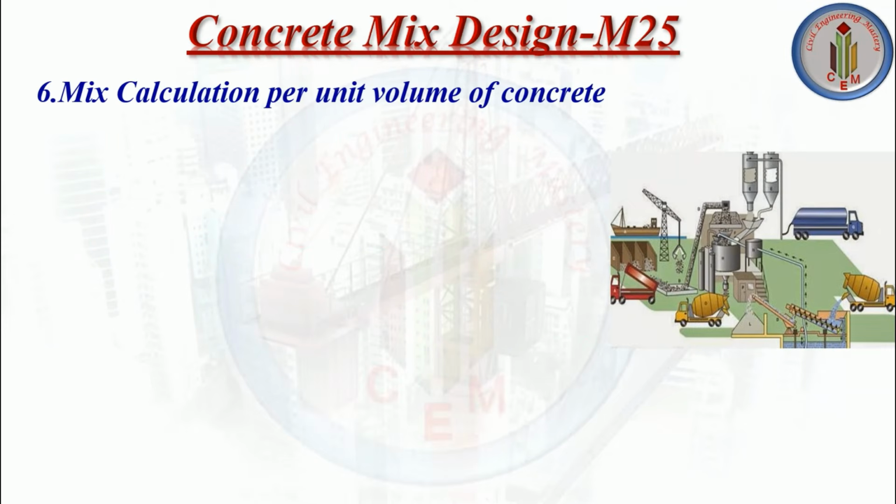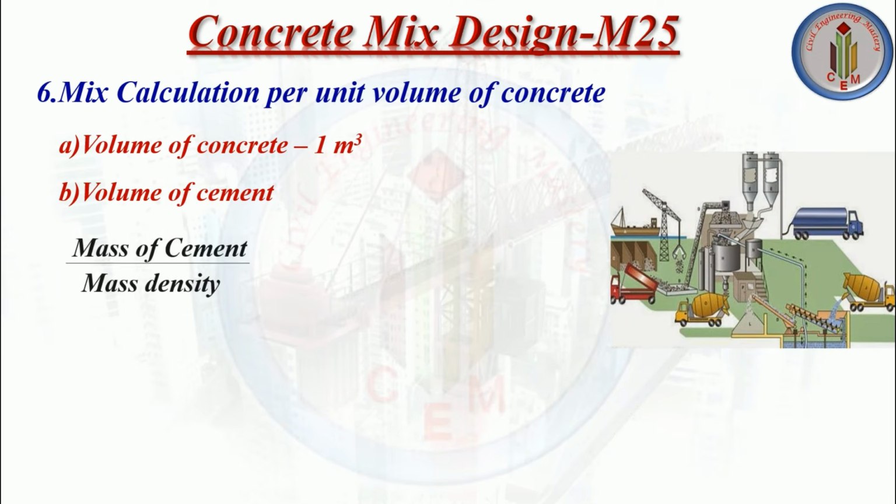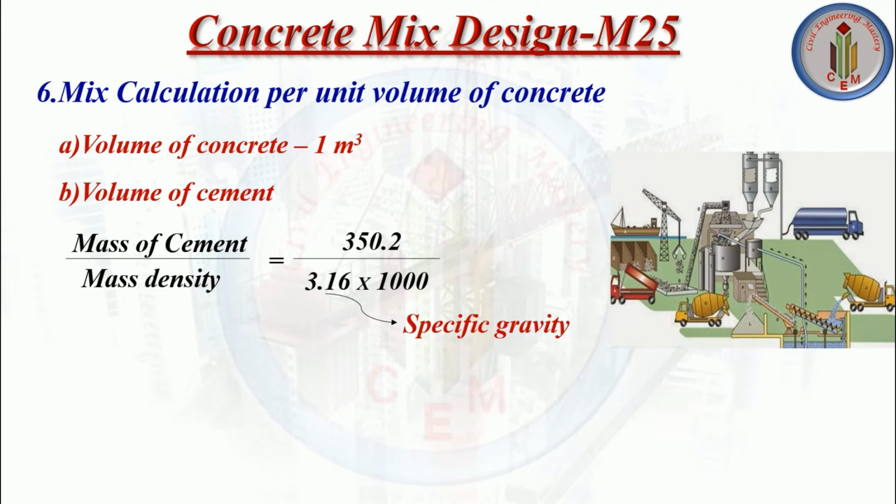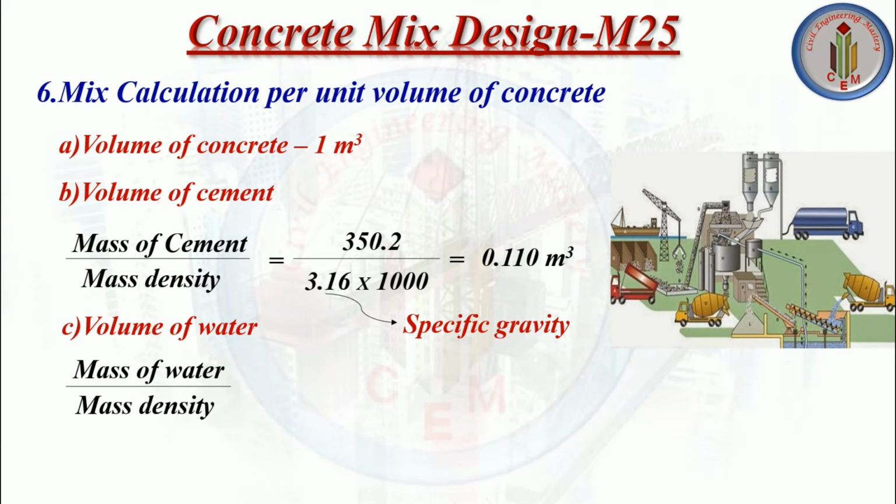Next, let's do the mix calculation per unit volume of concrete. Volume of concrete is 1 meter cube. Volume of cement is equal to mass of cement divided by mass density. Mass of cement is 350.2 divided by specific gravity multiplied by 1000. We get 0.110 meter cube. Next is volume of water: mass of water divided by mass density. Mass of water is 157.6 kg divided by specific gravity of water, 1, multiplied by 1000. So we get 0.1576 meter cube.